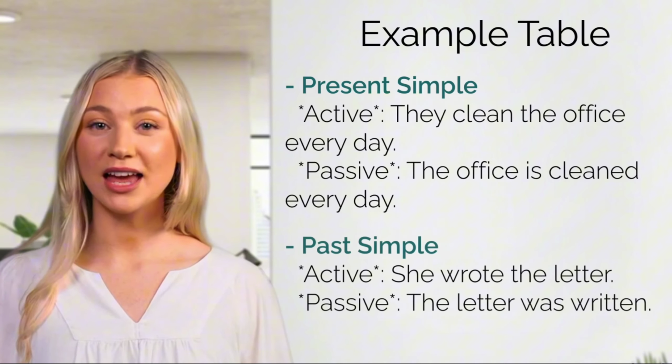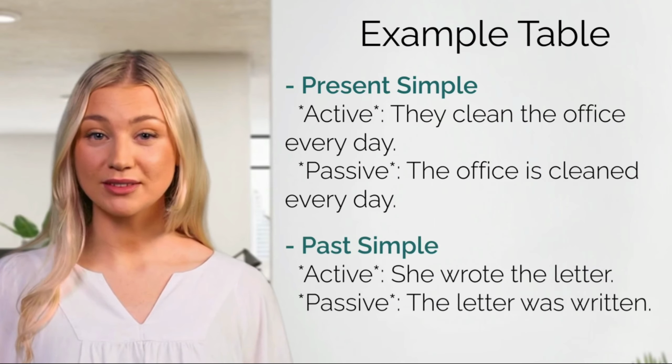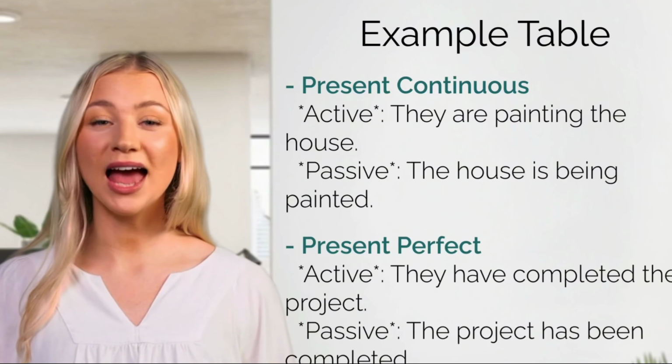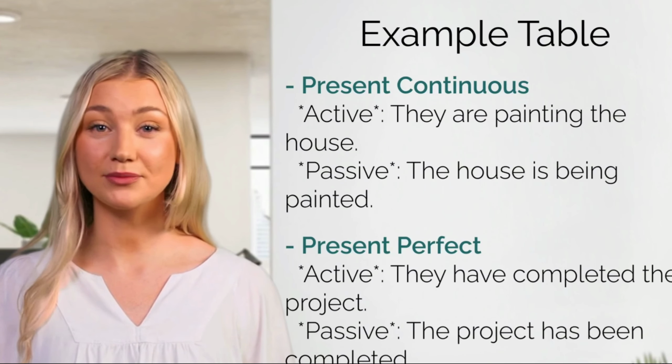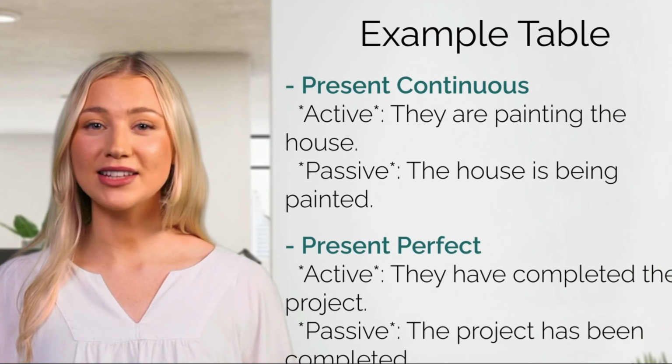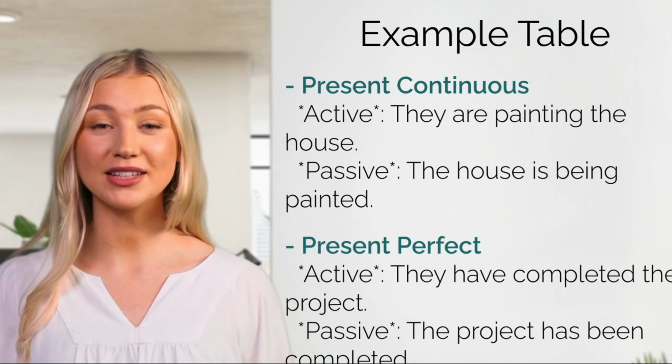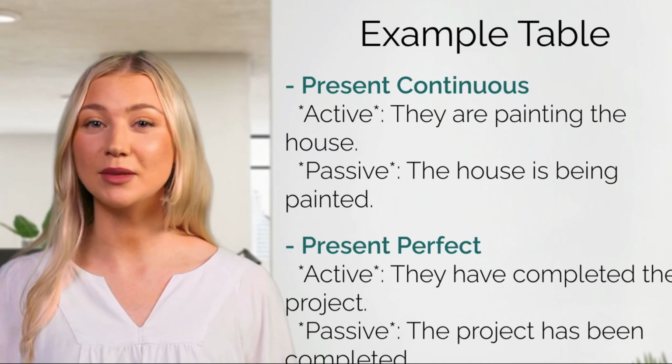Past simple. Active, she wrote the letter. Passive, the letter was written. Present continuous. Active, they are painting the house. Passive, the house is being painted. Present perfect. Active, they have completed the project. Passive, the project has been completed.